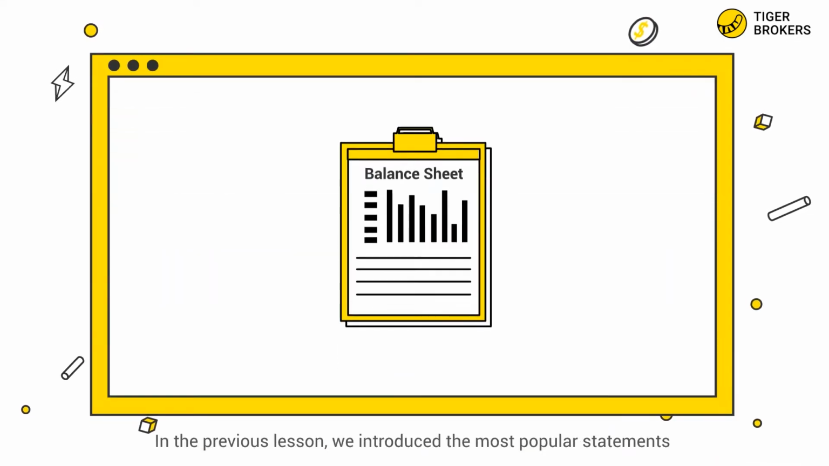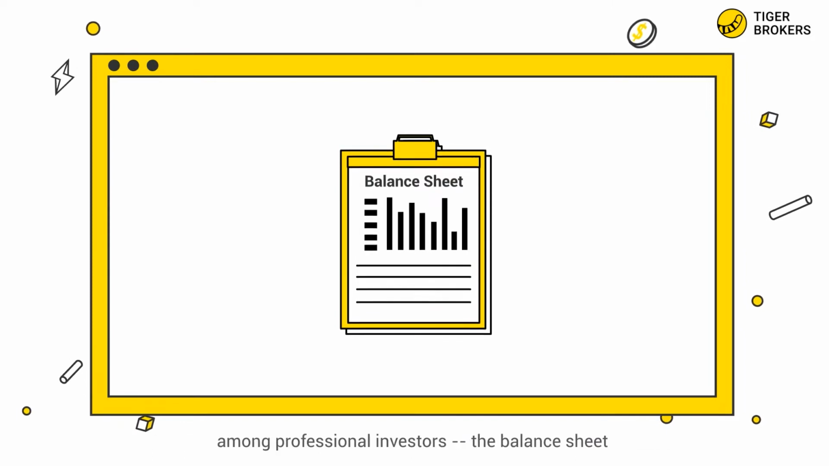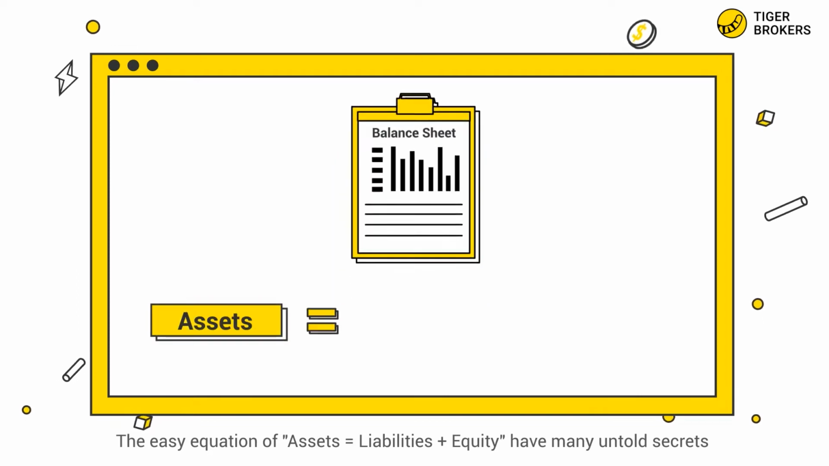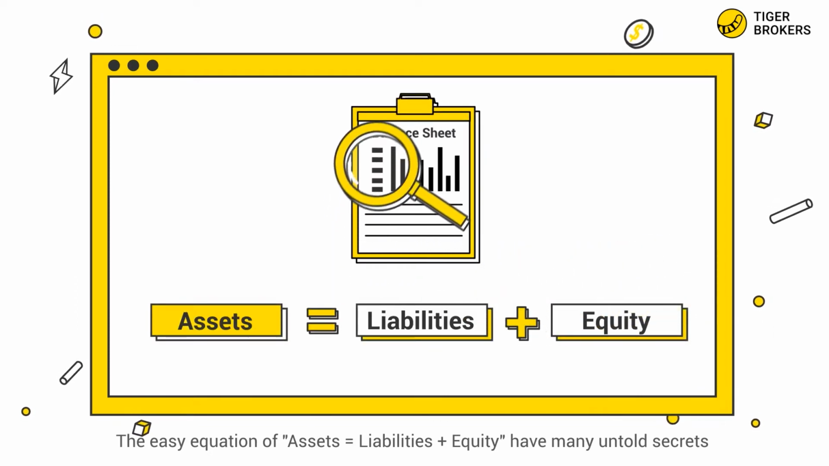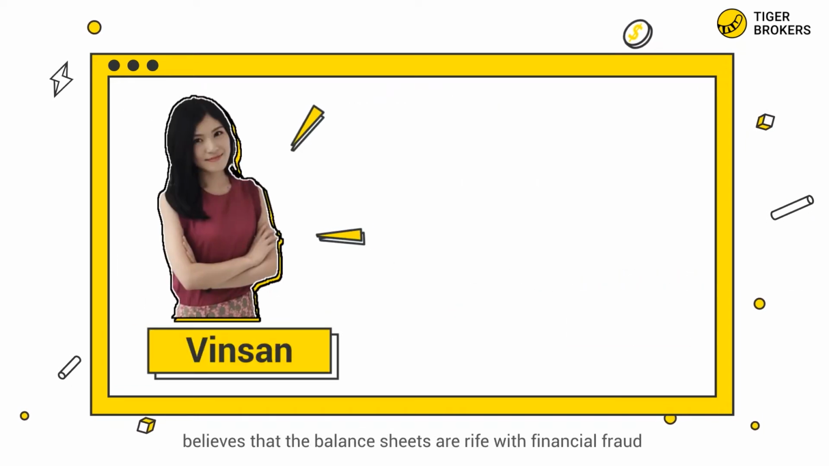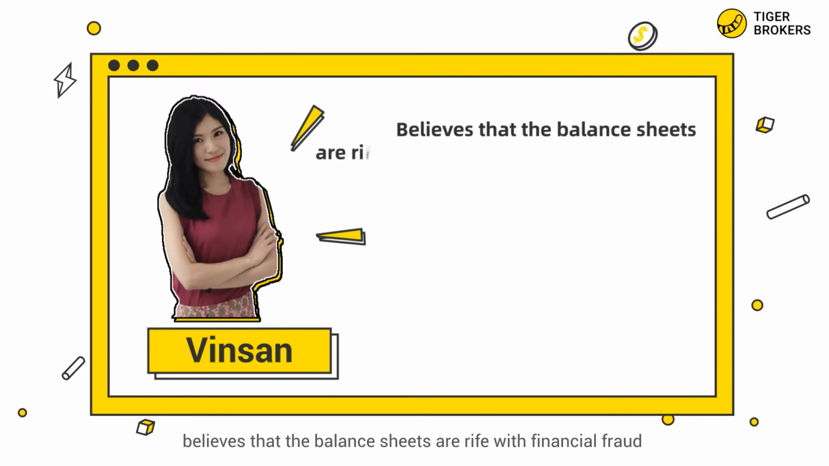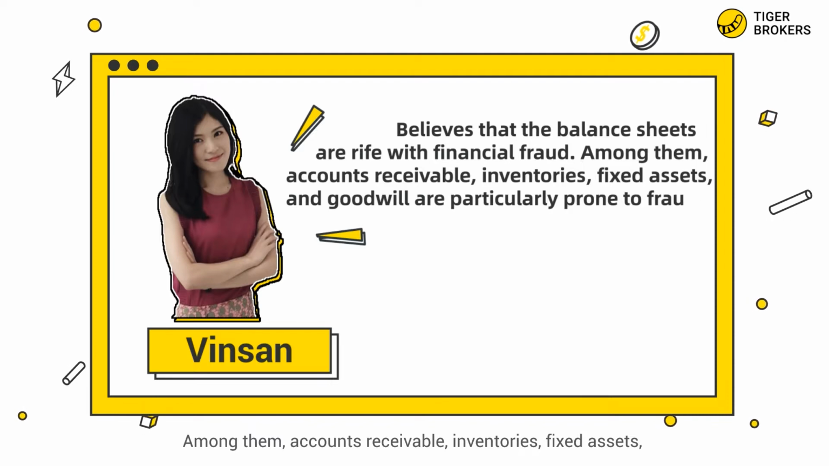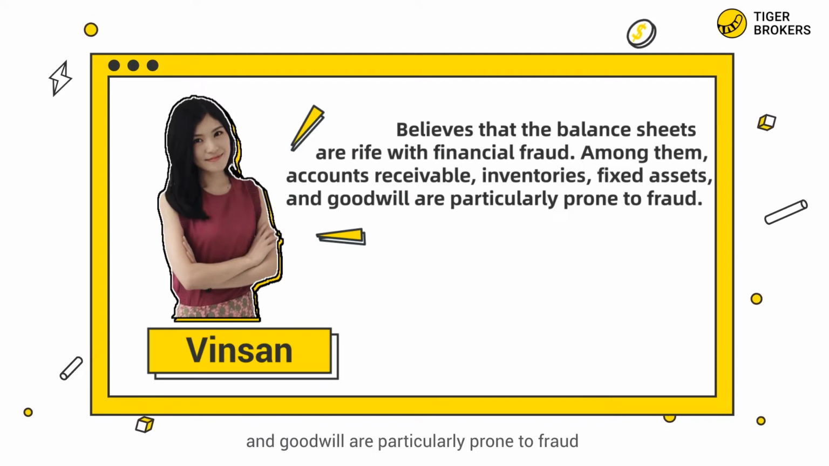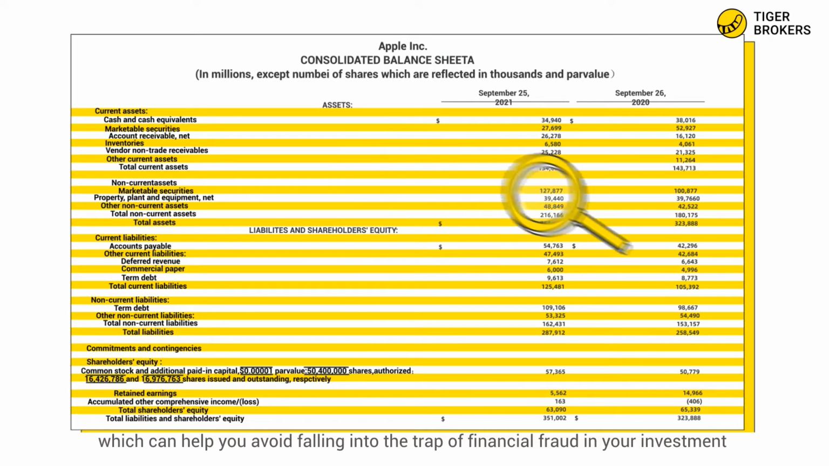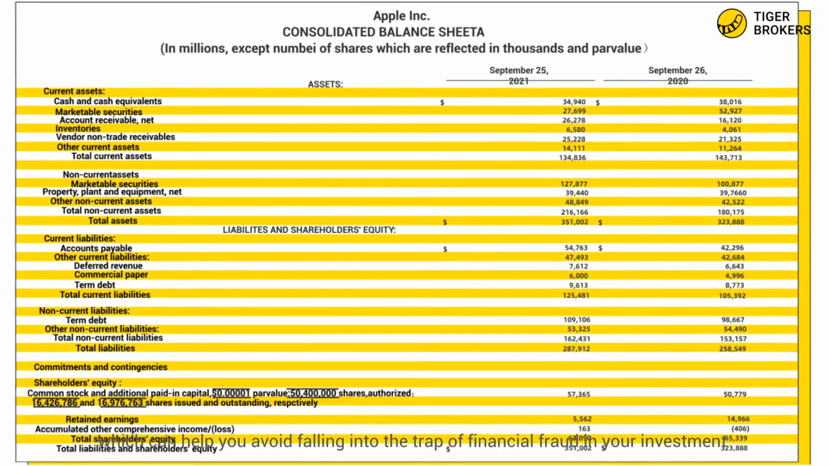In the previous lesson, we introduced the most popular statement among professional investors, the balance sheet. The easy equation of assets equals liabilities plus equity has many untold secrets. Vincent, head of Tiger Brokers community, believes that the balance sheet is rife with financial fraud. Among them, accounts receivable, inventories, fixed assets, and goodwill are particularly prone to fraud. In this lesson, we're gonna look at 4 common types of balance sheet fraud, which can help you avoid falling into the trap of financial fraud in your investment.